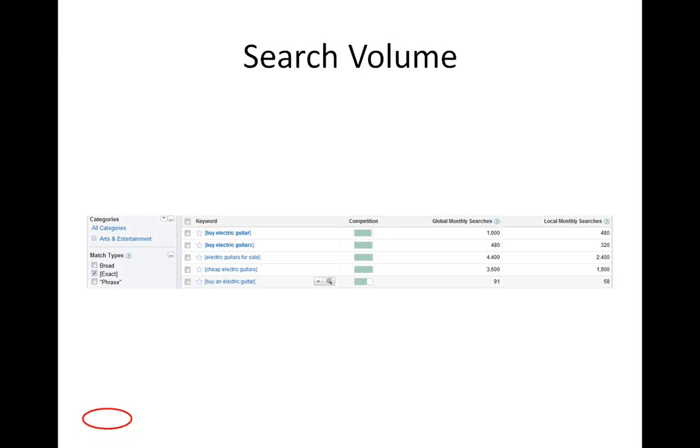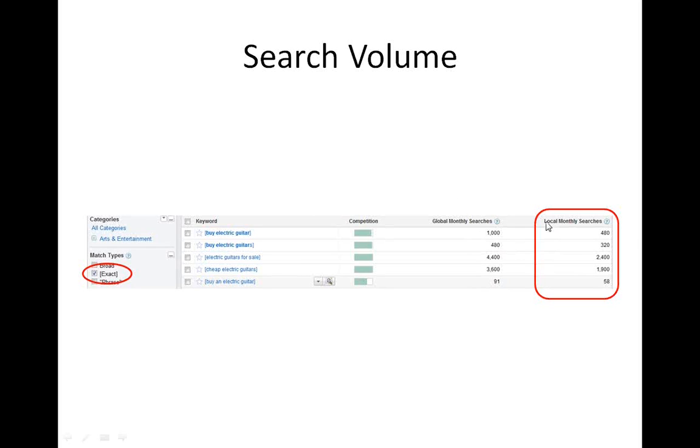The first thing you want to look at is the search volume. How many people are searching for a specific keyword? For this, I use the Google keyword tool. By default, the broad checkbox here will be checked, so you don't want to leave that. You want to uncheck the broad and check the exact. You want to see how many people are searching for that exact keyword, not for something that is similar or a little bit like that. You want that specific keyword, so you click on exact.